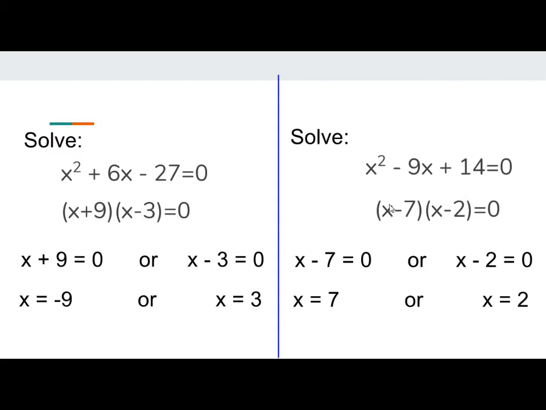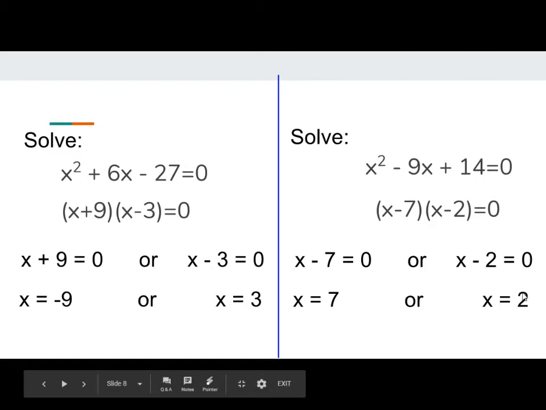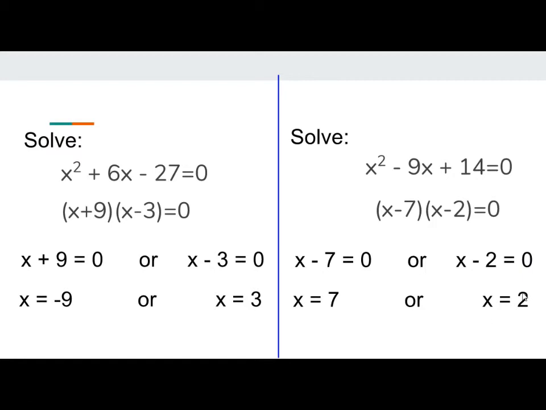We have to then ask, x minus 7 equals 0. Well, x would have to be a positive 7. x minus 2 equals 0. x would have to be a positive 2. So when you're factoring this, don't go so fast that you just write down the factors. Take a moment to write down those factors and ask, something minus 7 equals 0, something minus 2 equals 0, to get those solutions.